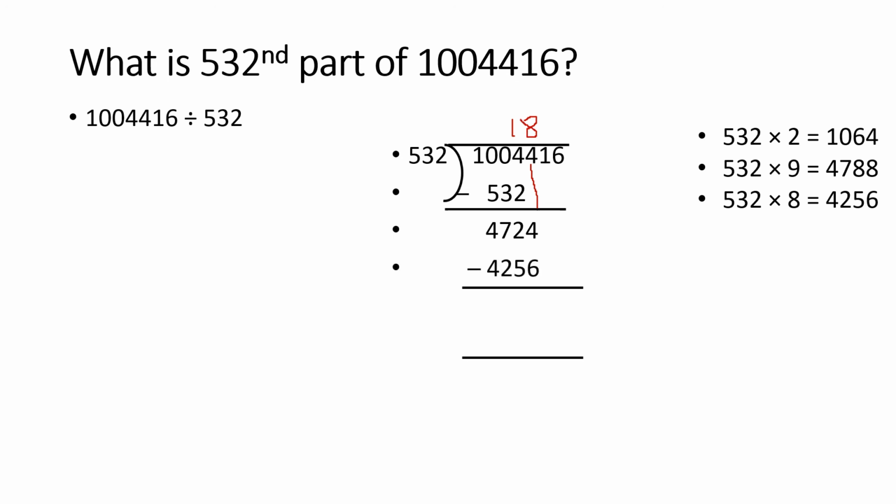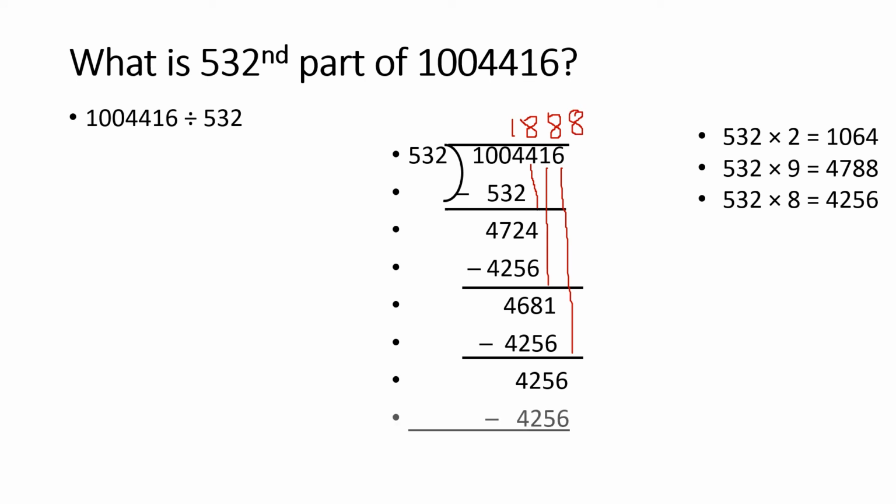We will subtract it and we will write down this 1 here. And yes, it is 4681. Now again it is divisible by 532 eights. And we know that 532 eights are equal to 4256. We will subtract it and we will write down this number also here, 6. Now it is 4256 and again it is divisible by 8 and fully divisible by 8. Just see. Yes, it is fully divisible.